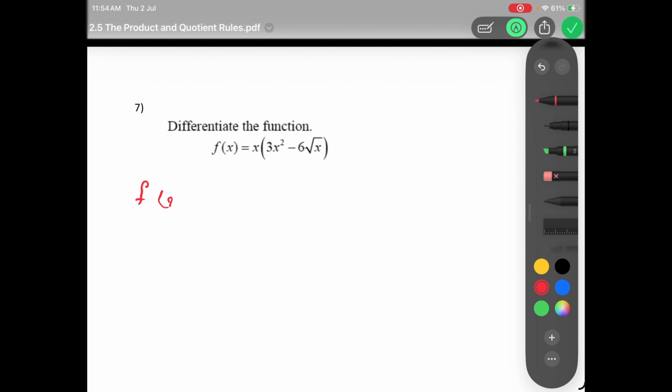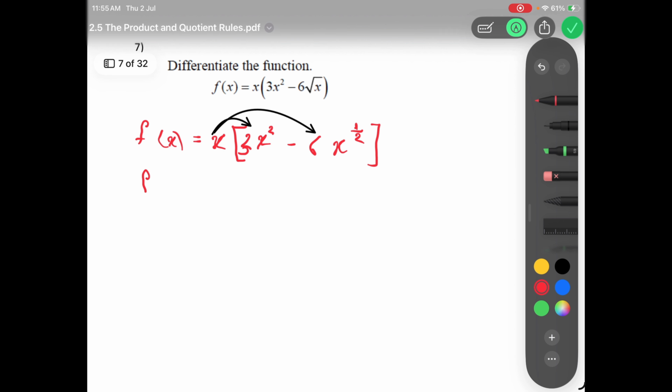So this is f of x, as you see guys, this is not f prime. So here I have x times, I like this style of parentheses, 3x to the power of 2 minus 6 x to the power of 1 over 2. Then I will expand, multiply this here and multiply this here. This is what we call distribution or expansion. It's fine.